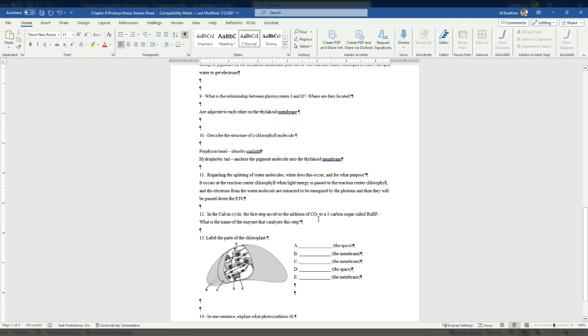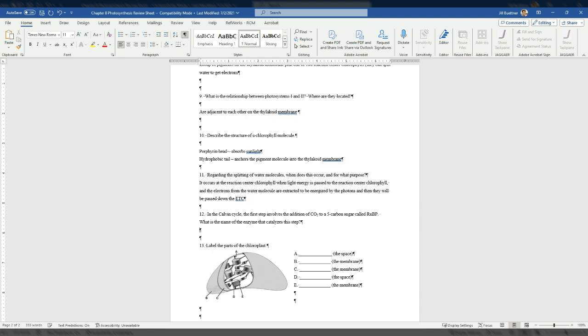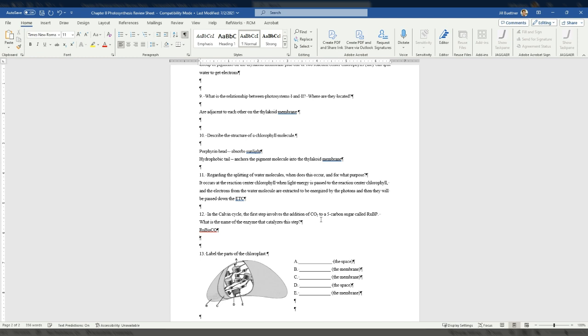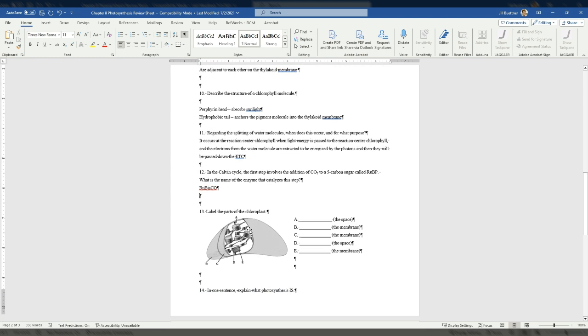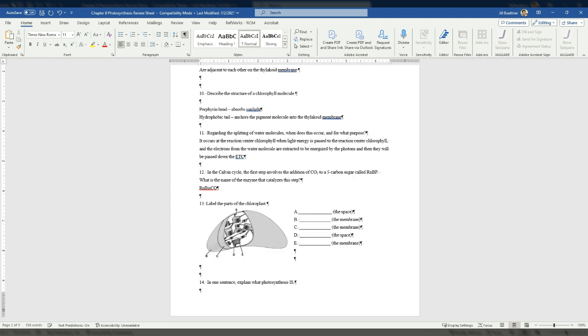In the Calvin cycle, the first step involves the addition of carbon dioxide to a 5-carbon sugar called RuBP. What is the name of the enzyme that catalyzes this step? Rubisco. Now, when I write it that way, it's kind of silly, but Ru is for ribulose, bis is for bisphosphate, and then CO is carboxylase oxidase. So that's the enzyme that can actually fix carbon into an organic compound. Initially, it's called RuBP, but it'll get changed and rearranged into G3P, and two G3Ps will be joined together to make one glucose.